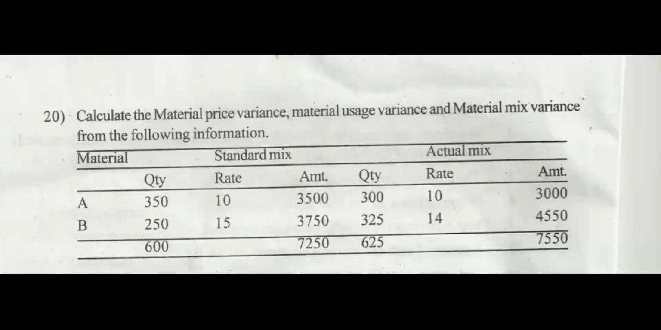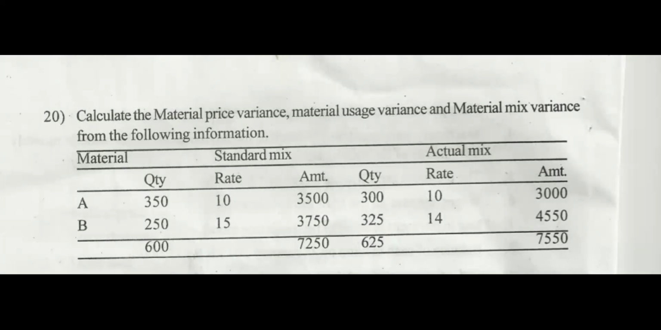Next, material price variance is required. If you see, for the first one, standard price is 10 and actual price is also 10. Then there will be no variance because 10 minus 10 is 0, and if you multiply it with anything, it will be 0 only. For the next one, you will get 15 minus 14, which is 1. Then 1 should be multiplied with the actual quantity, that is 325. So the answer will remain the same, that is 325.